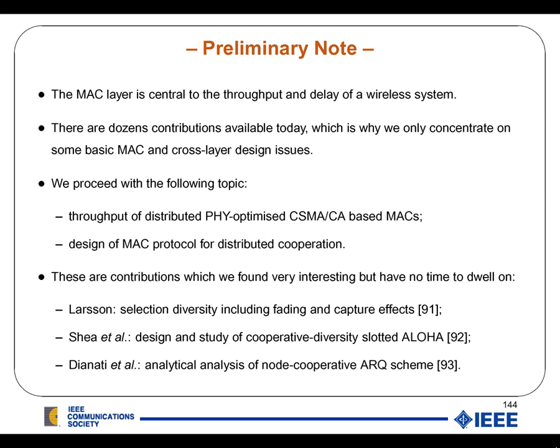We will hence concentrate on the throughput of distributed physical layer optimized CSMA-CA based medium access controls, as well as on some design guidelines on the MAC for distributed cooperative systems. We found the following interesting but have no time to deal with: Larsen's selection diversity, including fading and capture effects, which can be read up in 91.